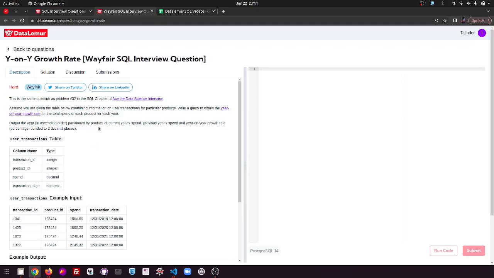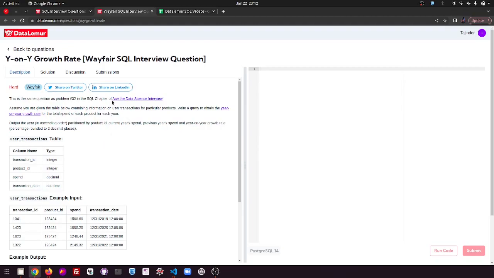Hi friends, today we are going to solve this question from the DataLemur platform. This is categorized into the hard section and asked by Wayfair. So this is a year on year growth rate question. Let me start by reading the question statement, then we will go to the solution.